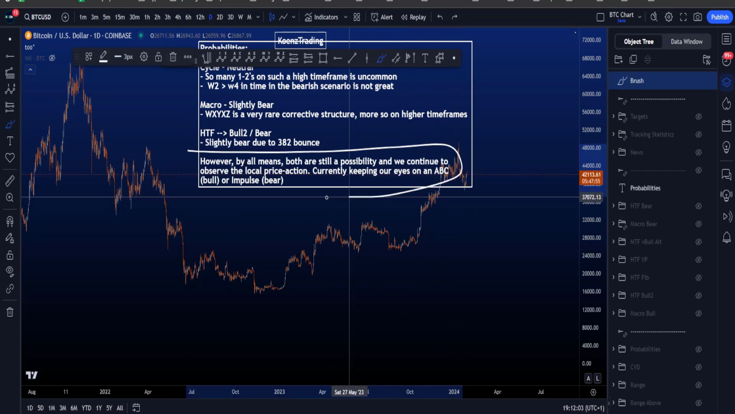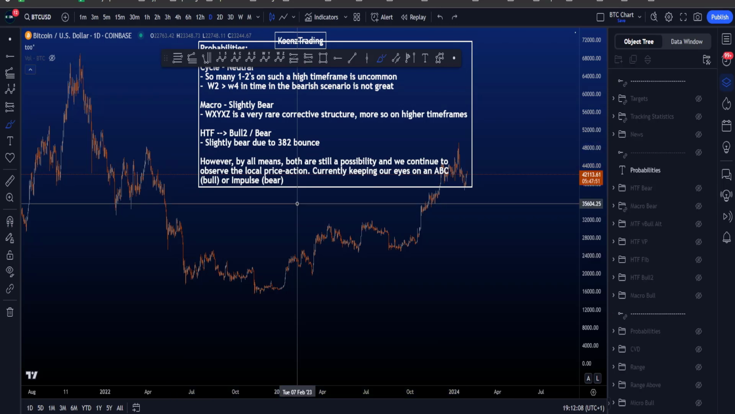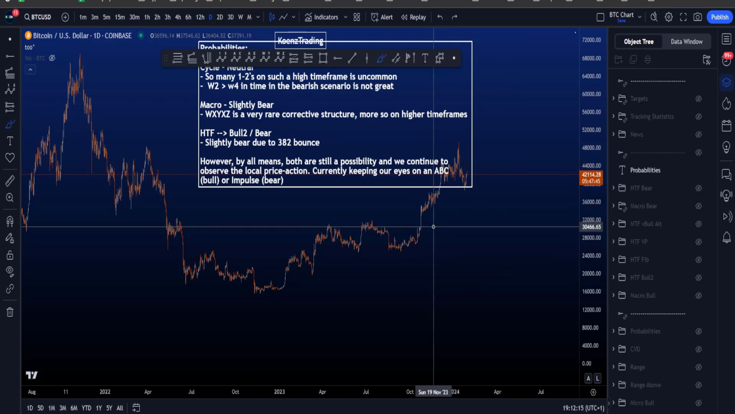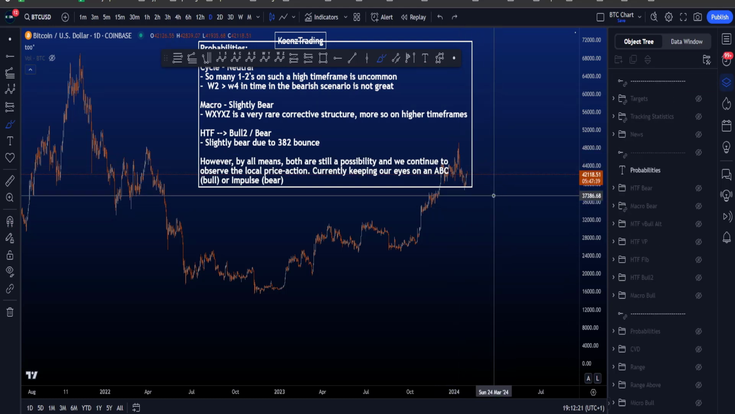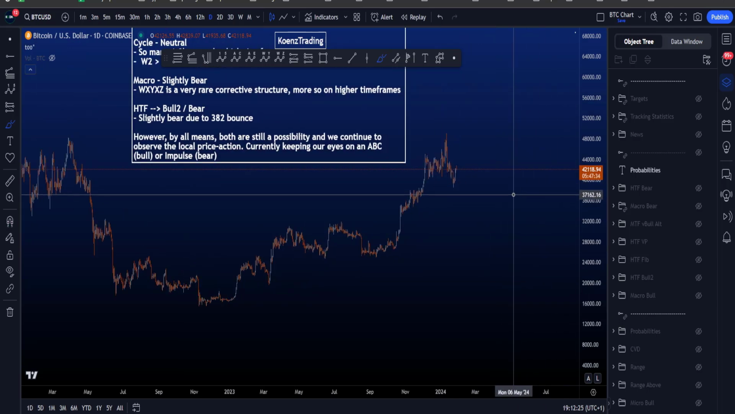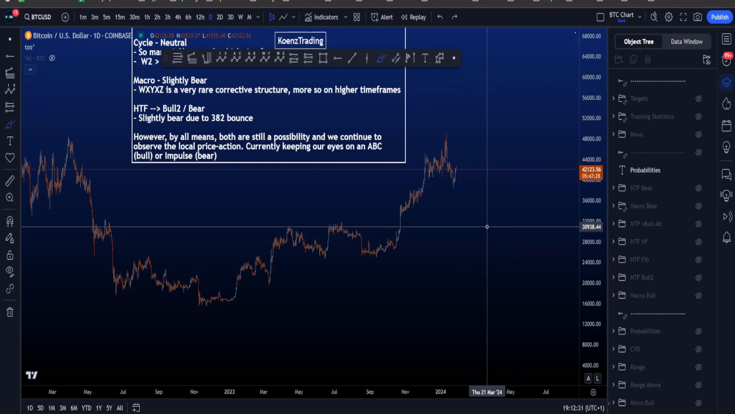However, by all means, both of the scenarios are still having probabilities, and we continue to observe the local price action with the daily updates. So currently we are keeping our eyes open here locally for a potential ABC down or a 1, 2 and a wave 3 down in the upcoming week, and then in 7 days, when I provide you with the new cycle macro and high time frame video at 7 p.m. Central European time on Sunday, we'll see what additional information we got from the chart.